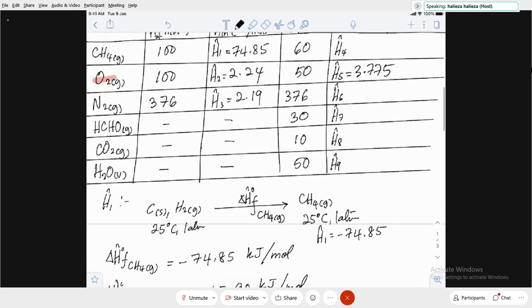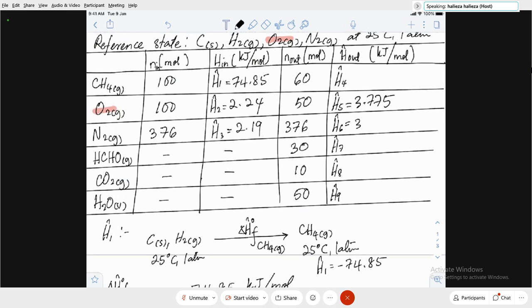We can plug it directly into this table. We can write it down into this table because we are not forming it. It's already in its elemental state. You don't have to form it. So that's why we're putting the values directly from Appendix B8.